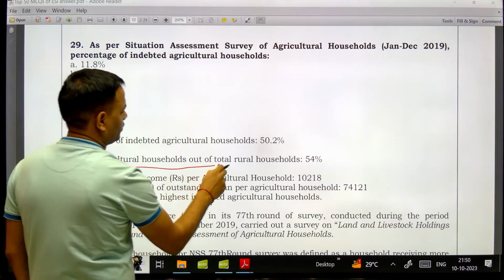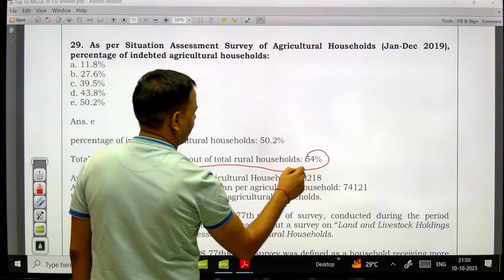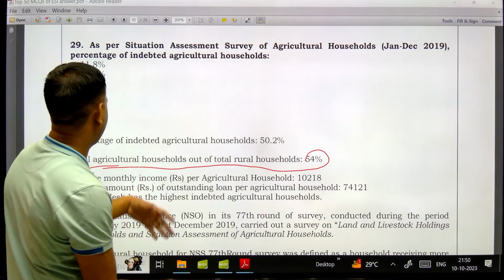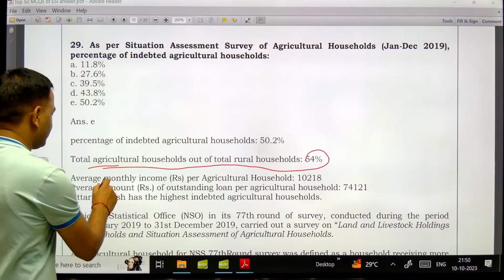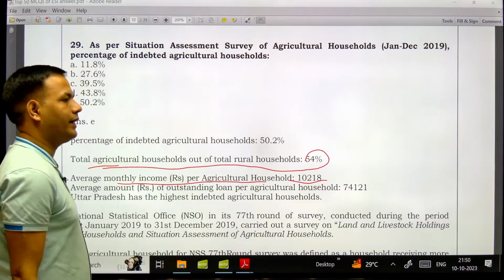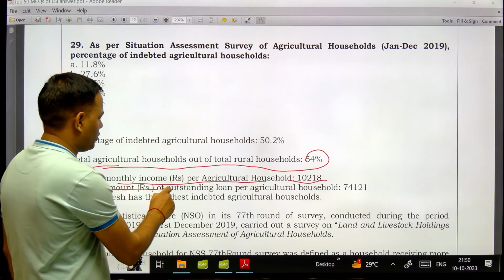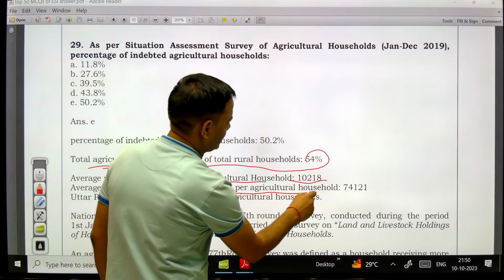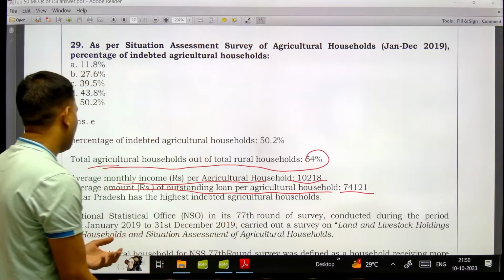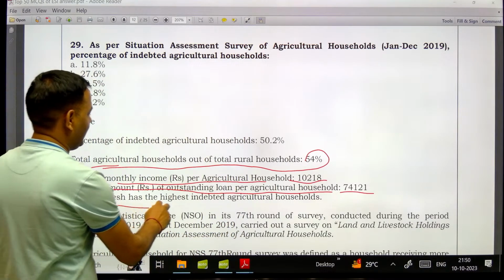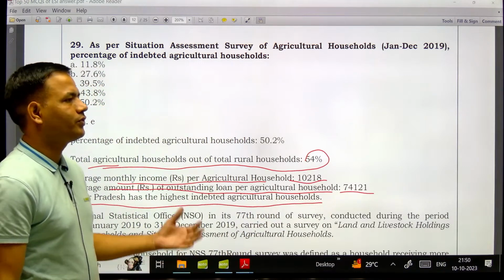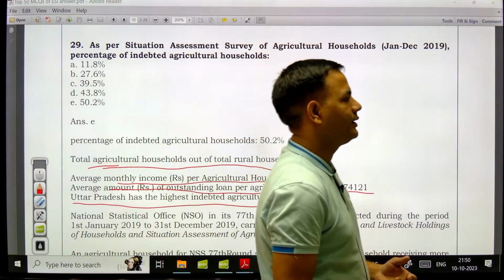Total agriculture households out of total rural households are 54%. Out of these agriculture households, 50% are indebted. Average monthly income per agriculture household is 10,218. Average amount of outstanding loan per agriculture household was 74,121. Uttar Pradesh has the highest indebted agriculture households. So these are the most important.